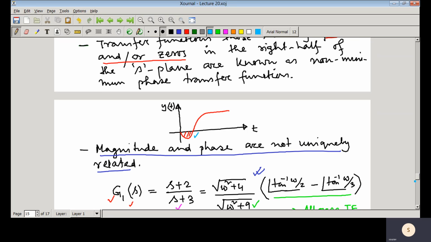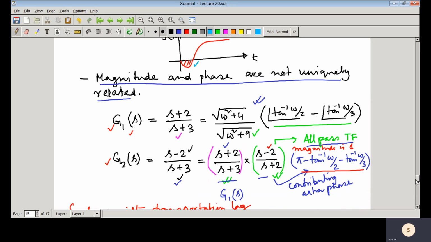When the switch is just on, there would be some undershoot. That is the typical response of a system whenever it has a zero on the right half of the S-plane. And here we have seen why it is called non-minimum phase system, because magnitude and phase are not uniquely related. We took one example, and saw that G1 and G2, although their magnitudes are the same, G2(s), because of the zero on the right half of the S-plane, contributes some extra phase. So that's why the phase of G2 is not minimum. That's why it is called a non-minimum phase system.